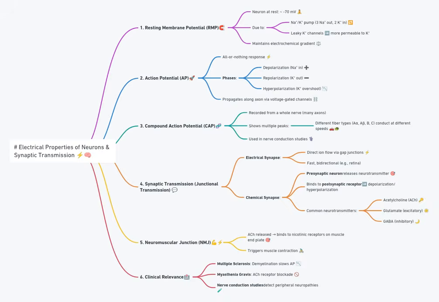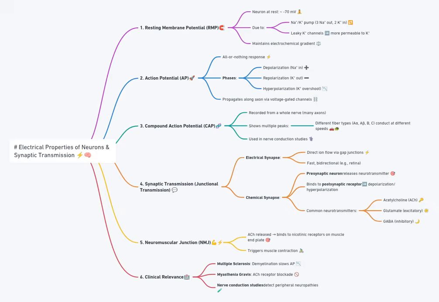Neurons communicate through electrical signals that enable rapid transmission of information across the nervous system. Understanding the electrical characteristics of neurons is fundamental to comprehending how the nervous system functions at a cellular level. At rest, a neuron maintains a resting membrane potential, typically around -70 mV.